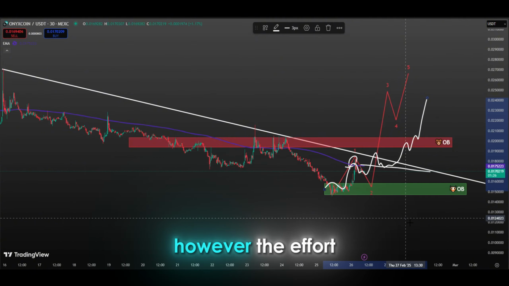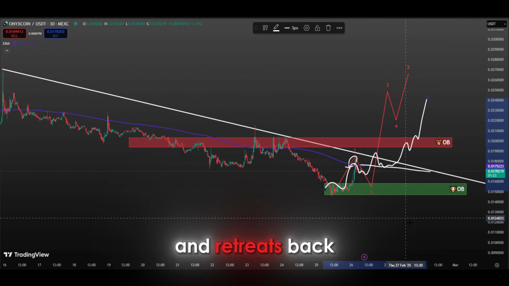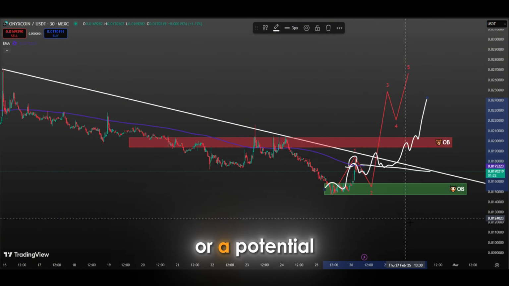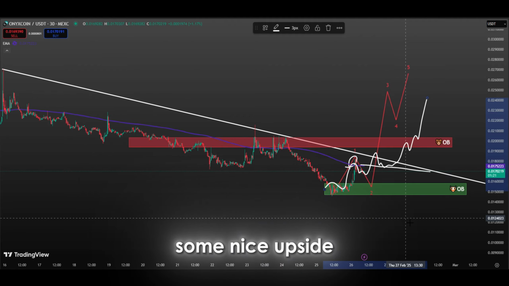However, the effort to cross the 200 EMA may not always be successful. If the price fails to break this level and retreats back below the 200 EMA, it could signal a weak bull trend or a potential consolidation process. But if it manages to break above it, we could see some nice upside.